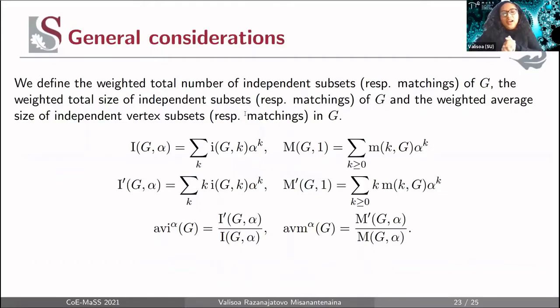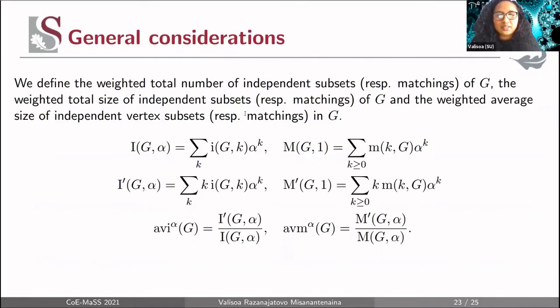So then we moved to a general consideration. We evaluated our independence polynomial and matching polynomial at 1 to get the average size of independent sets and the average size of matchings. But now what will happen if it's not 1 anymore, but just some positive number alpha?